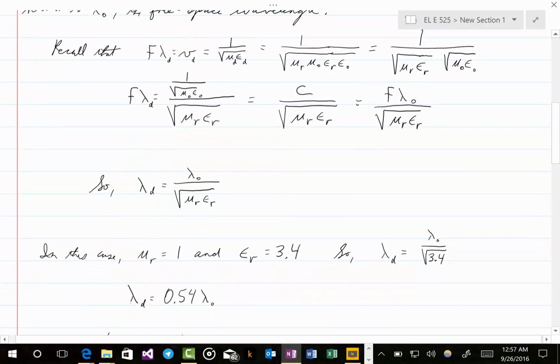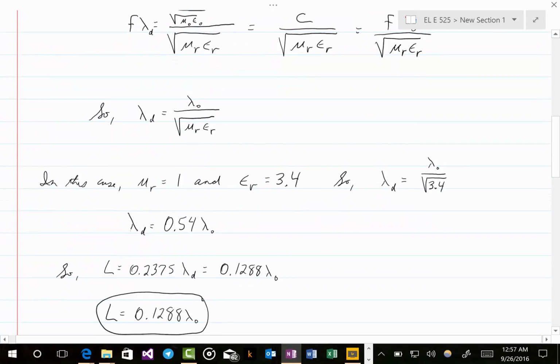Now, we're not told anything about the permeability of this dielectric, and therefore that means that we're supposed to assume that mu r is equal to 1. Whenever we're not told, we just assume that mu r is equal to 1. And we're also told that epsilon r is equal to 3.4. So if we plug in mu r equals 1 and epsilon r equals 3.4 into this formula, then lambda d is equal to lambda naught over the square root of 3.4. And so lambda d, if you do this calculation, is equal to 0.54 lambda naught.